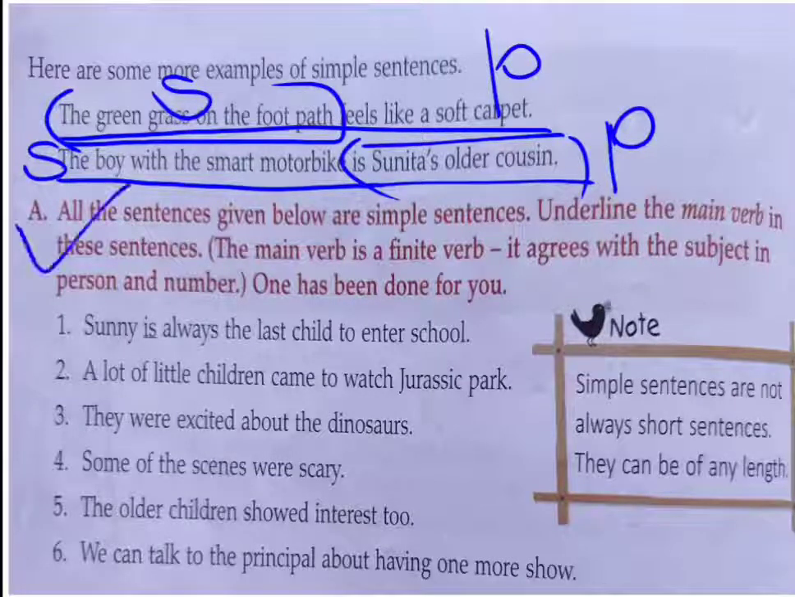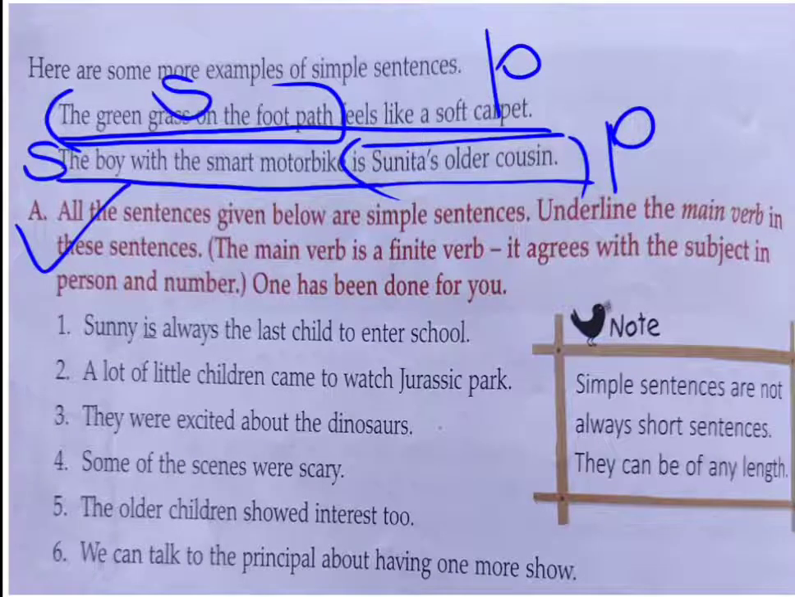Now look at this exercise. All the sentences given below are simple sentences. Underline the main verb in these sentences. The main verb is a finite verb. It agrees with the subject in person and number. One has been done for you. Number 1 is already answered here. Sunny is always the last child to enter school. What is the verb here? Is, which is already underlined. You have to underline the main verb.